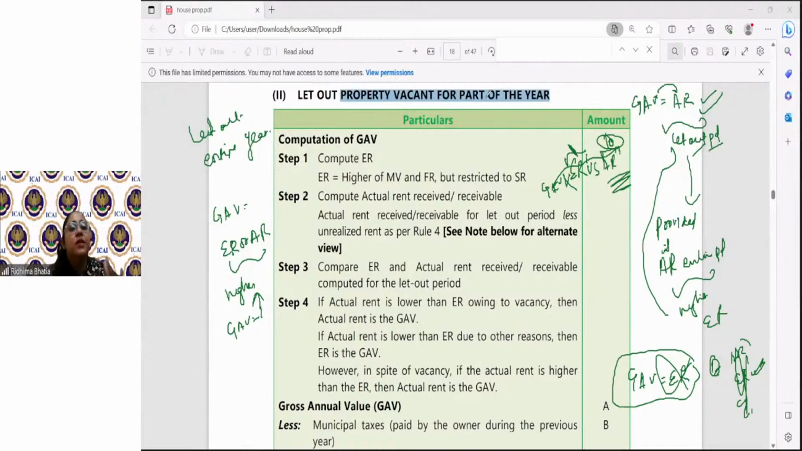Expected rent actual rent के equal है तो GAV कुछ भी हो, does not matter. तब उस केस में आप actual rent for the entire year के लिए कह रहे हो तो actual rent would have been your actual rent for the let out period would be your gross annual value.